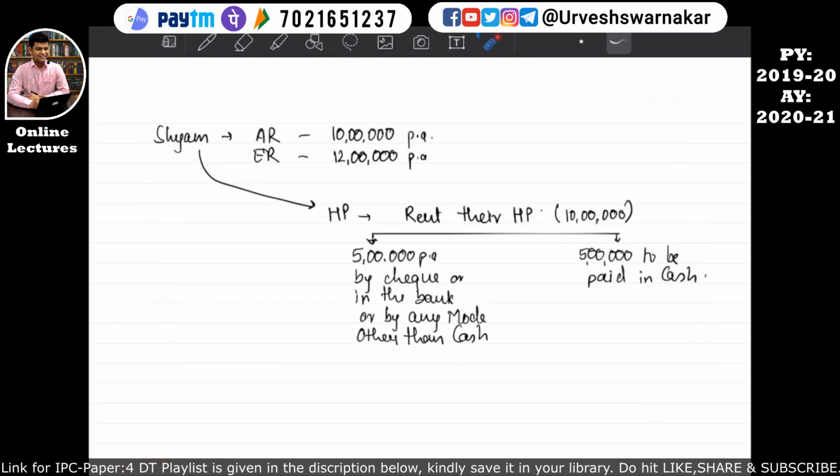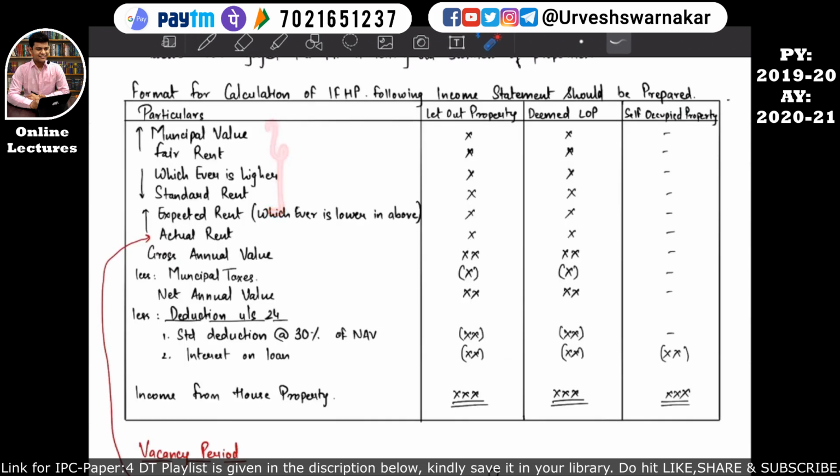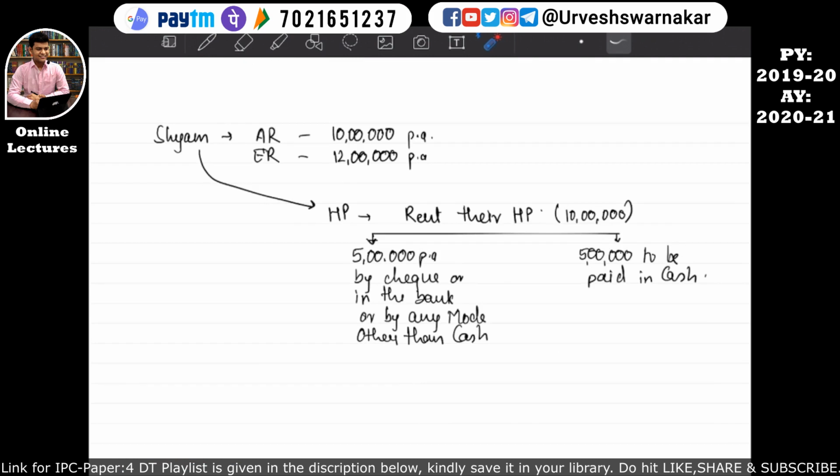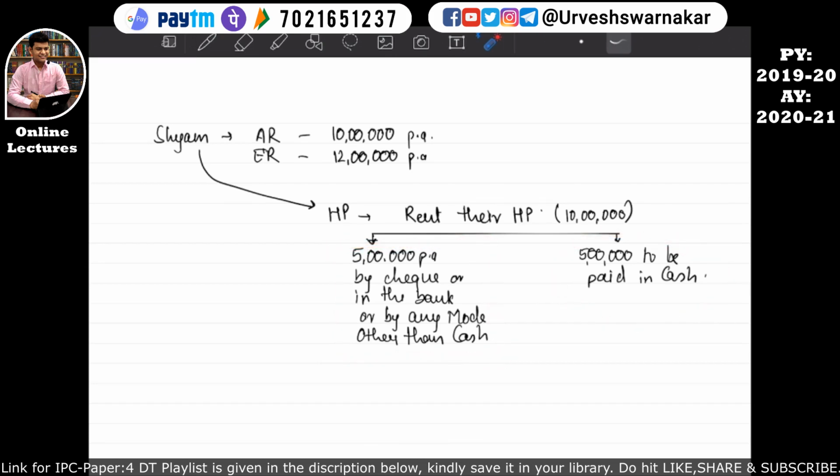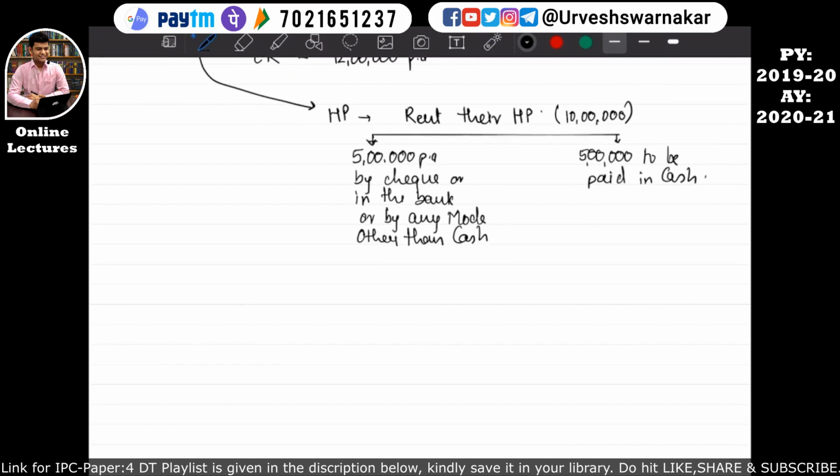So I hope you all have understood why this particular table came into the picture and why this expected rent concept came into the picture, because the assessees were trying to evade tax. Many times what they used to do, they used to not show even this 5 lakhs, they used to take the entire money in the form of cash. So that's why the DLOP concept came into the picture. So now is the time where I'll introduce what DLOP means and how DLOP came into the picture. Okay, so let's understand this.